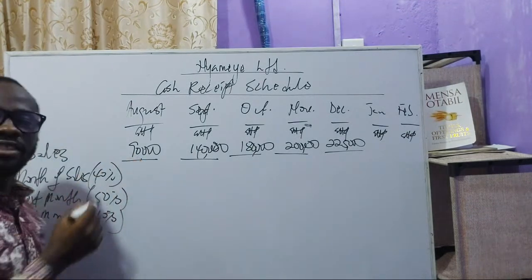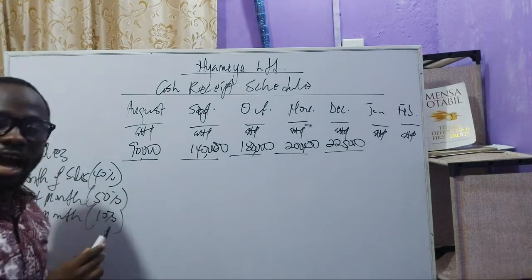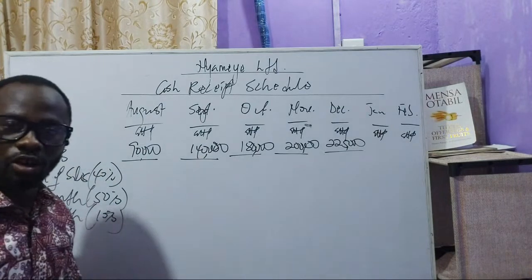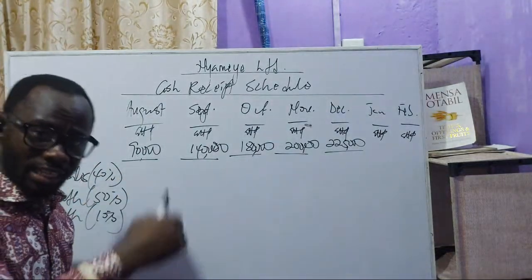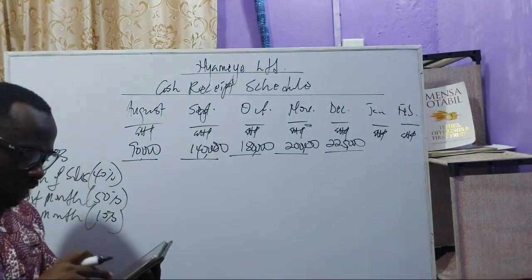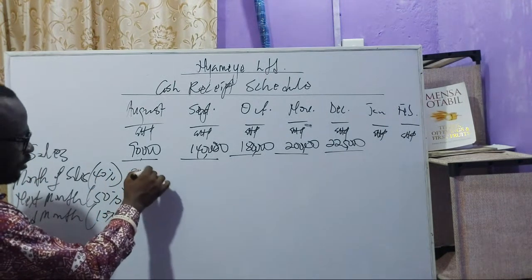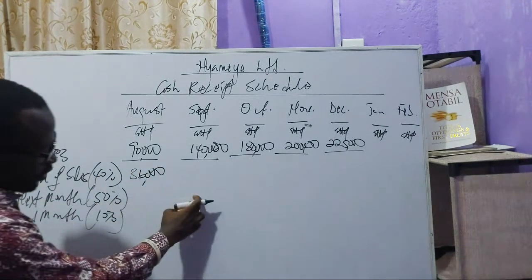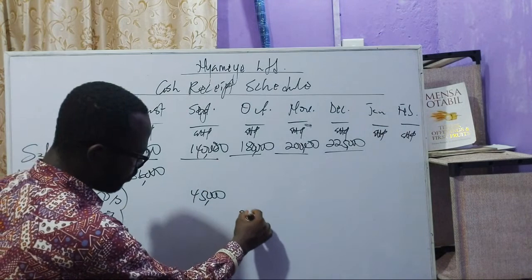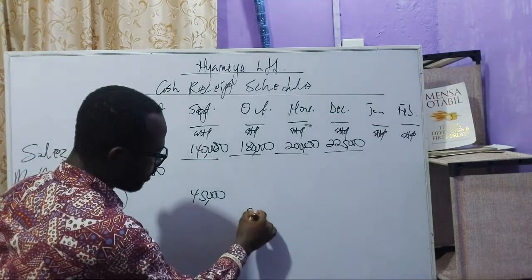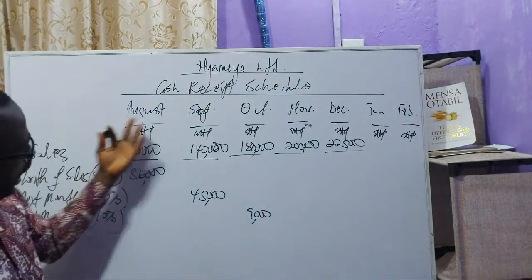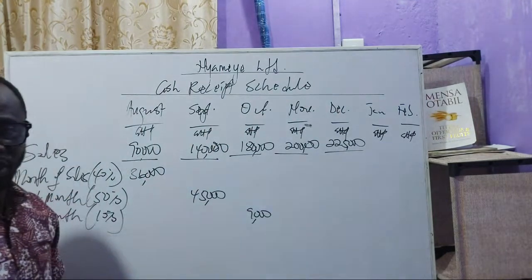So let's see how we go about it. August sales, 40% will be collected in August, 50% will be collected in September, and then 10% will be collected in October. Are you seeing this very well? And that is how we go about the schedule in relation to that. So 0.4 by 90, that's 36,000. And 50% to be received in September, that's 45,000. And then 10%, 9,000 will be received in October. Now remember, our focus is October to November, but we have to bring August and September so that we can get the schedule in relation to that.